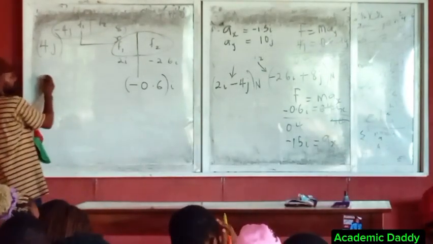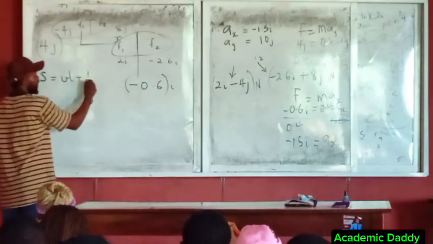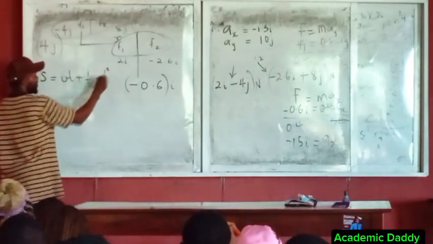So I will now say in the equations of motion, I have something like S equals ut plus half at squared. Do you still remember?